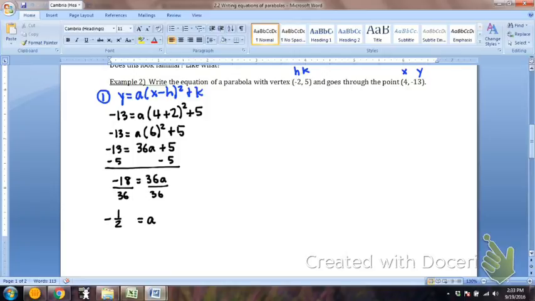Anybody have questions on how we got A to be negative 1/2? I would like you to use 1/2, please. You're in Algebra 2. Anthony, why is it one? Oh, 18's on top. Did you get 2 instead? Yeah. Okay, 18's on top. So remember, when the smaller number's on top, it's going to be a fraction. Okay?